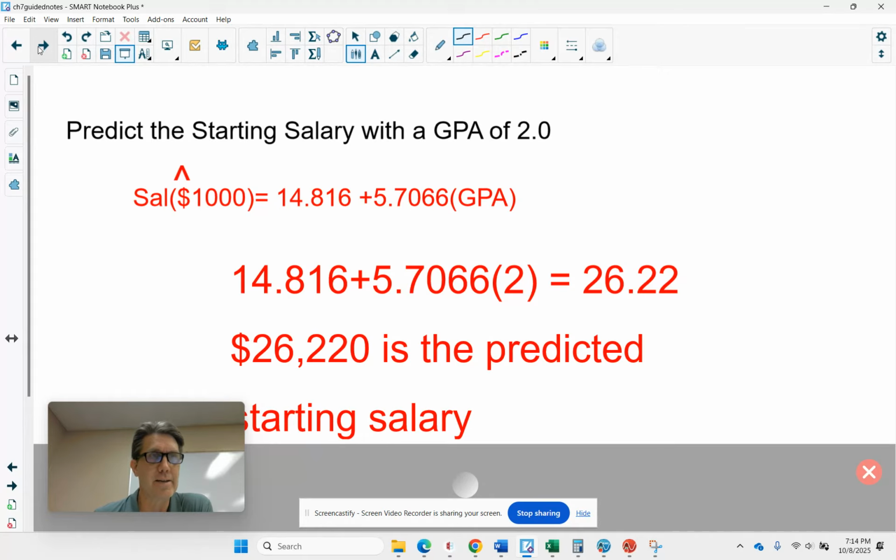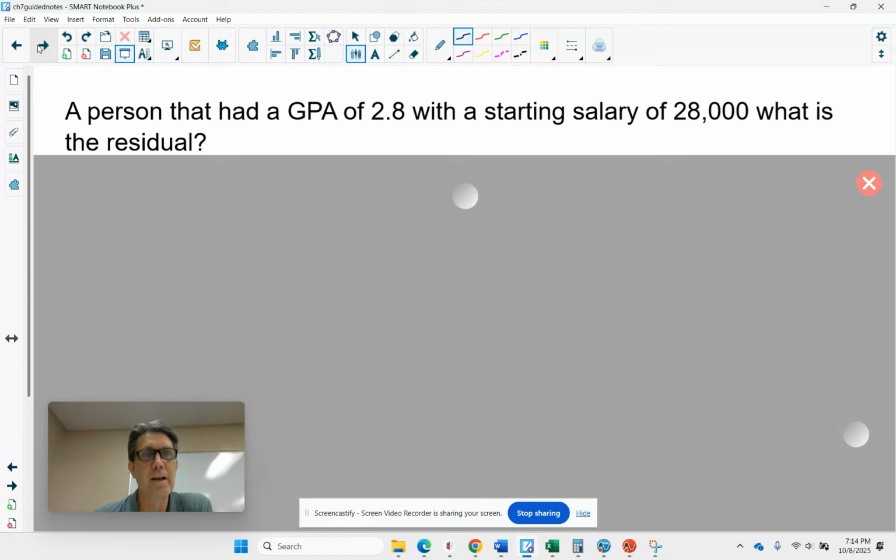It's a little dated in terms of starting salaries. Okay, person had a GPA of 2.8 with a starting salary of 28,000. What is the residual? Now, this is going to be different than the other ones we've done. This time they're giving us y. This is their actual, and you can substitute this in and get y hat.